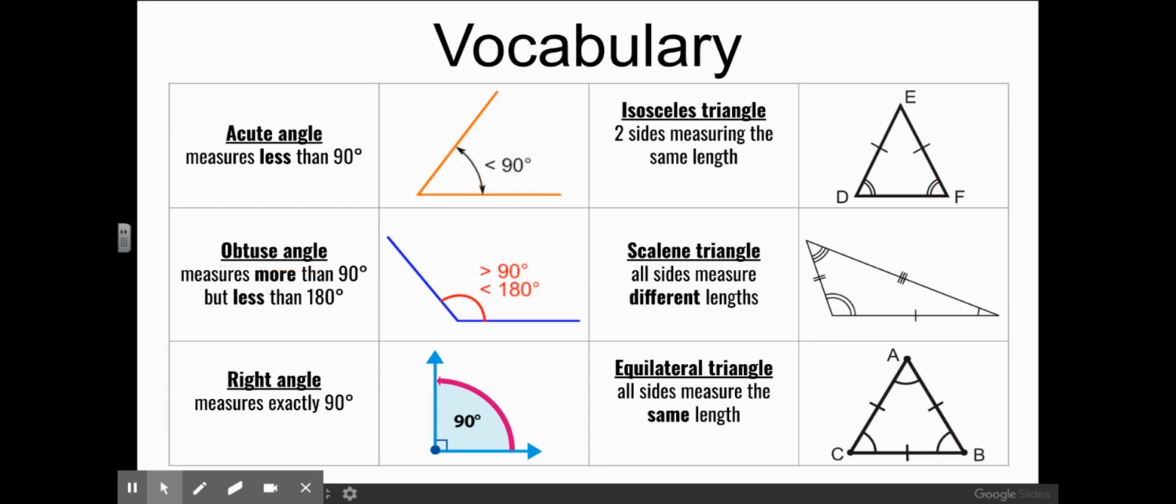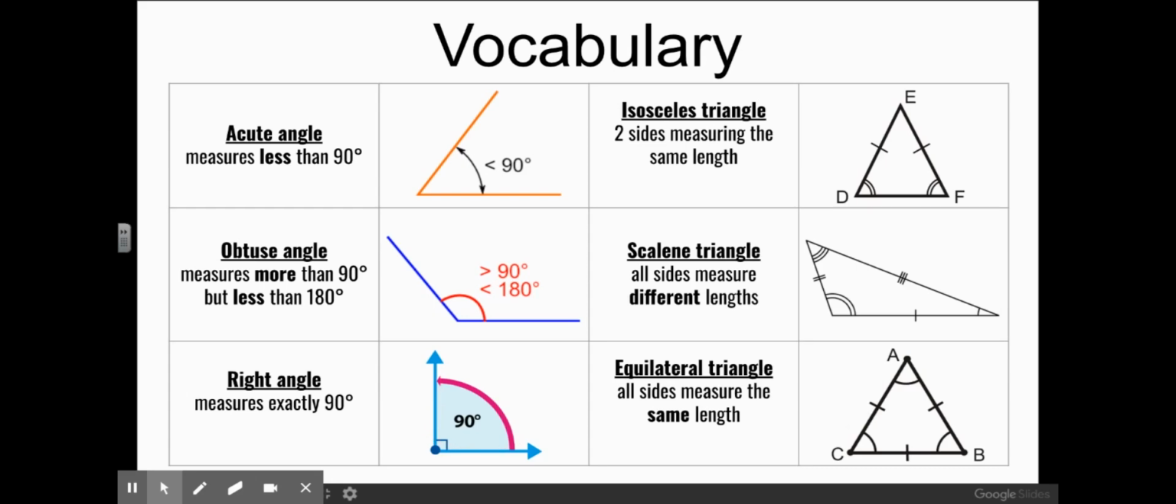An obtuse angle is an angle that measures more than 90 degrees, but less than 180. If it were 180, then it would be a straight line. So you see how the angle is more open here than up here. Then we have a right angle, which measures exactly 90 degrees. It forms a perfect L.